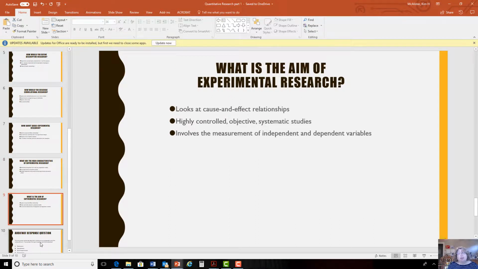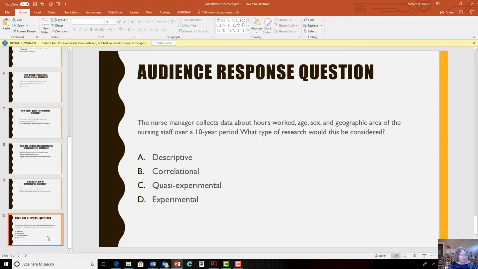So the whole point of conducting an experiment is to look at cause and effect. Does this cause that? They're very controlled, they're objective, they're going to use and look at independent and dependent variables. So this in a nutshell just went through the 4 basic types of quantitative research: descriptive, correlational, quasi, and experimental. Next, we'll look at some different characteristics of research.